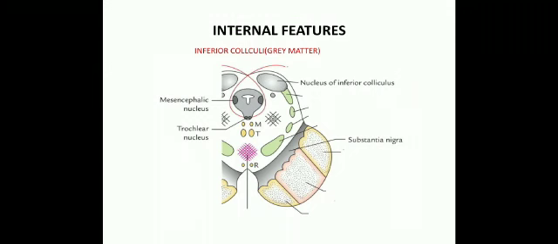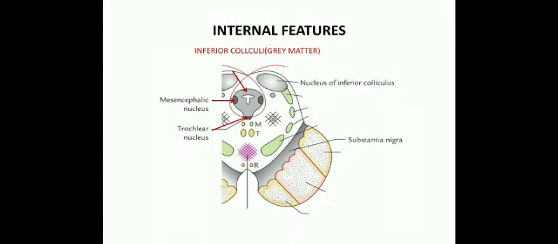So the internal features can be studied at two levels, that is at the level of inferior colliculi and at the level of superior colliculi. First we will learn about the transverse section at the level of inferior colliculi. Again we can divide it into the grey matter and the white matter. The central or periaqueductal grey matter contains the nucleus of the trochlear nerve in the ventromedial part and the mesencephalic nucleus of the trigeminal nerve in the lateral part.